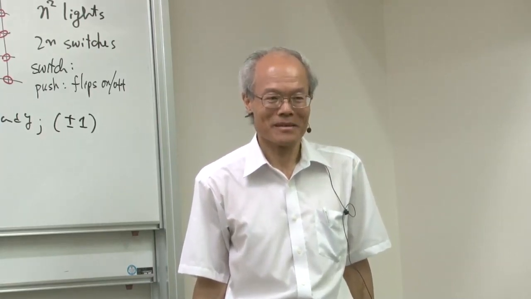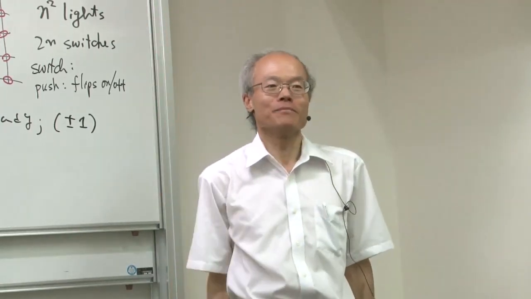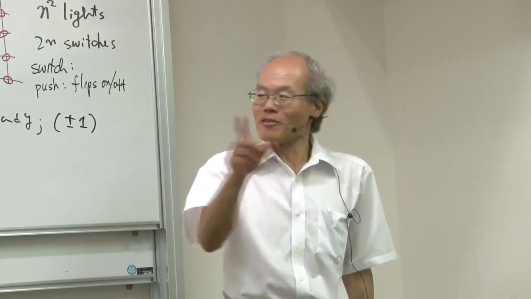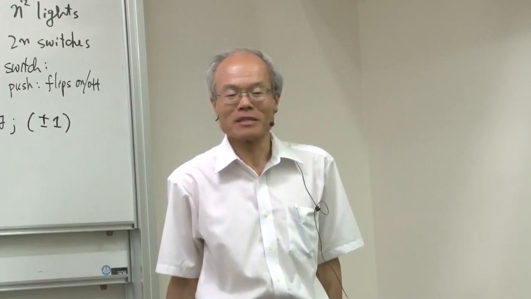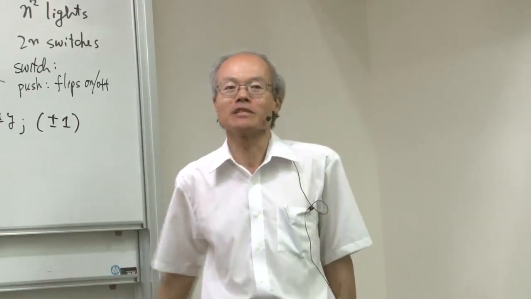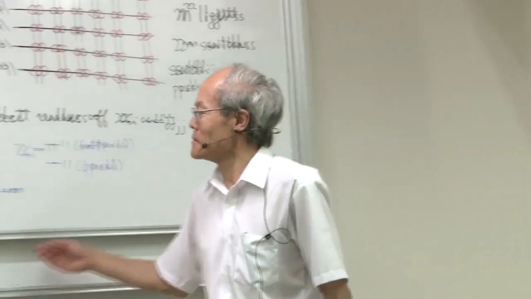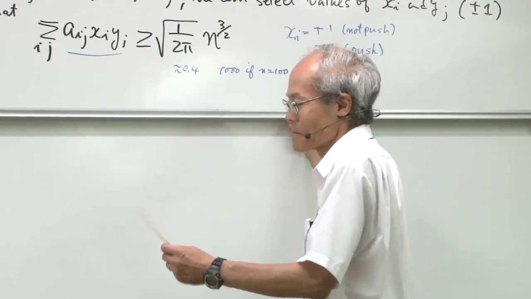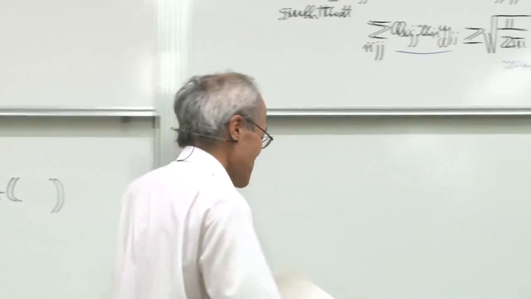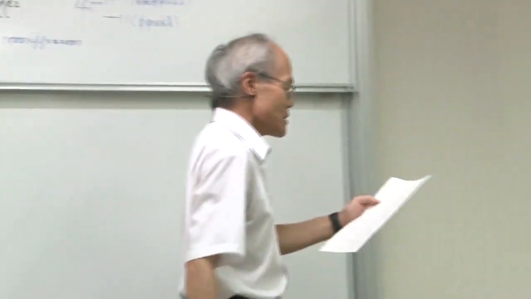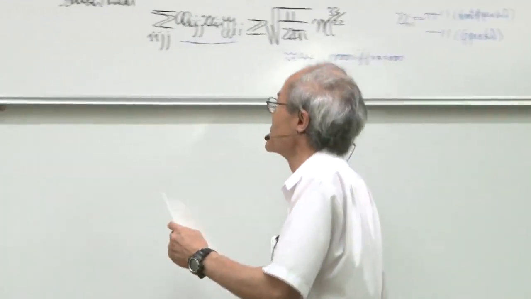Good. But the question is how to manipulate your switches. This theorem says there is a way of manipulating switches, but it says nothing about how to do that. But the algorithm is very easy. I don't have much time, so from now on it's a little bit quick, but it's almost all calculation.